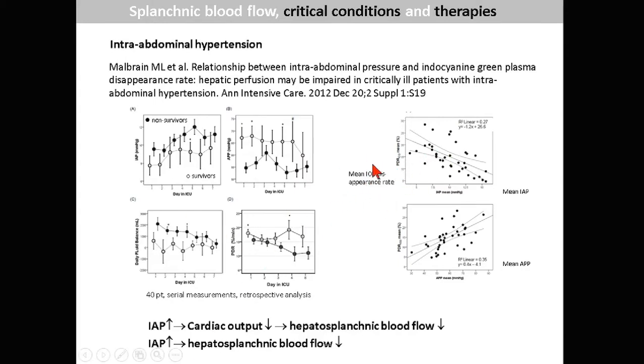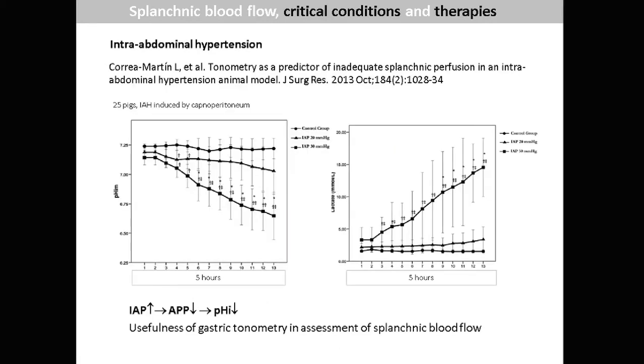Here we see the splanchnic blood flow assessed by the indocyanine green disappearance rate. This is inversely related to the mean intra-abdominal pressure. The higher the pressure, the lower the disappearance rate, so the worse is the splanchnic circulation. And here is the same for the abdominal perfusion pressure. The better the abdominal perfusion pressure, the better the splanchnic blood flow. And that's one thing to take home: the intra-abdominal pressure and splanchnic blood flow.